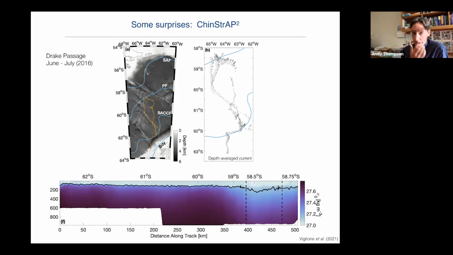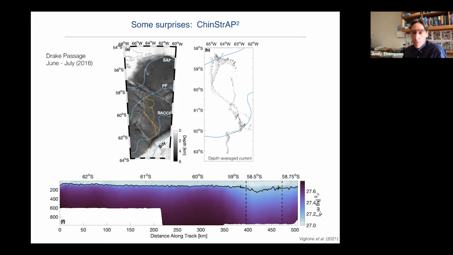And as we started going from south to north across the southern part of Drake Passage, this is what the density field looked like. Depth is on the y-axis, and distance goes from south on the left to north on the right. And there was just this really shallow, maybe 40 to 50 meter mixed layer, and just an incredibly strong density gradient at the base of the mixed layer. It was just this cap of fresh water right at the surface.